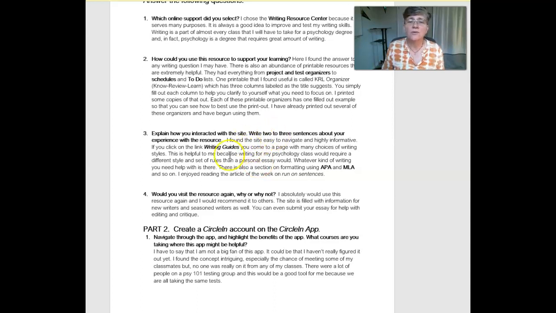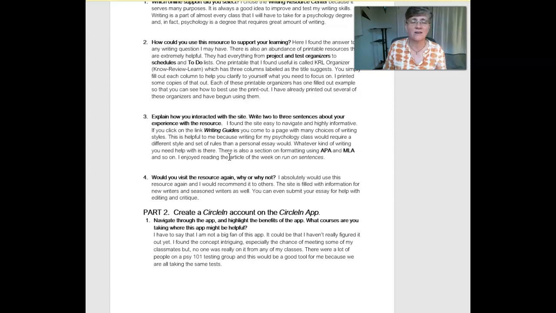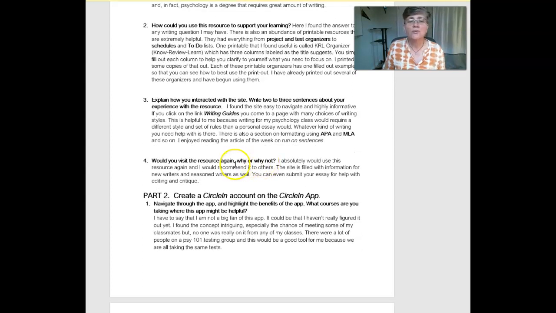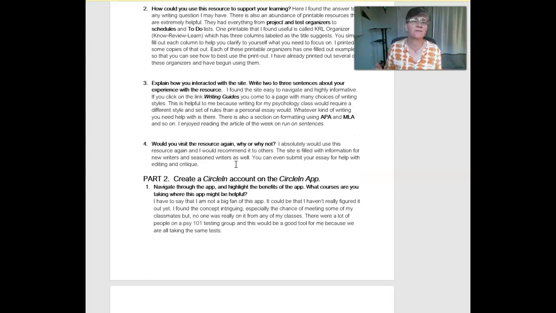Now, I said write 2 or 3 sentences about your experiences. That's sort of just doing the bare minimum, okay? I'm trying to give you guidance that your answers have to be a little bit more in depth. This student went above and beyond that and really threw in some examples of what she found helpful when she interacted with the site. Again, great answer. Would you visit the site again? Why or why not? She said yes and then explained why, and didn't just say, yes, I would visit the site again. She talked about why she would.